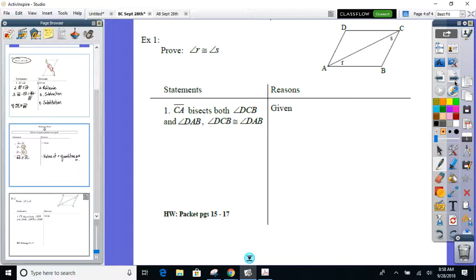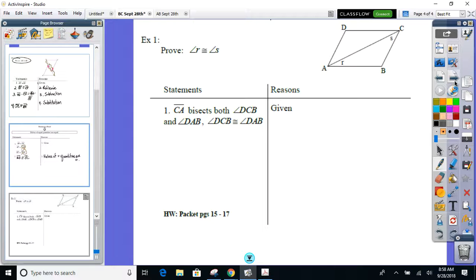Okay, I need angle R congruent to angle S. That's my proof statement. Take a look at what I wrote in the givens for you. CA bisects both DCB and DAB. If it's being bisected, what's happening to DCB and DAB? They're being cut in half.